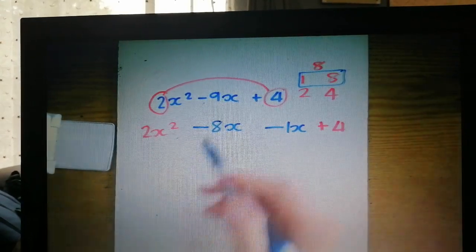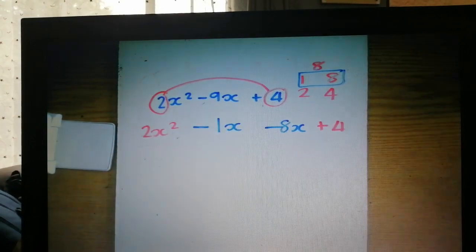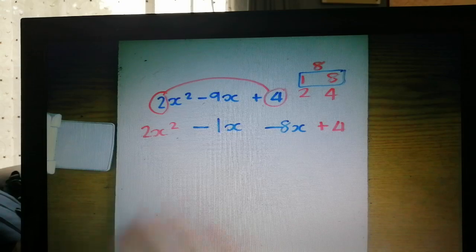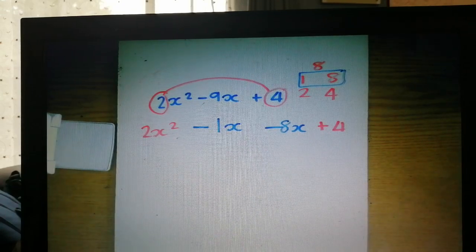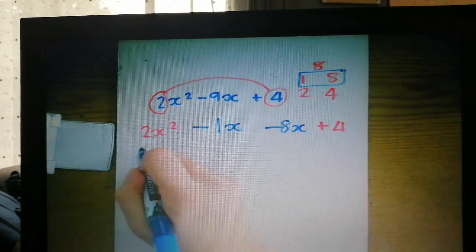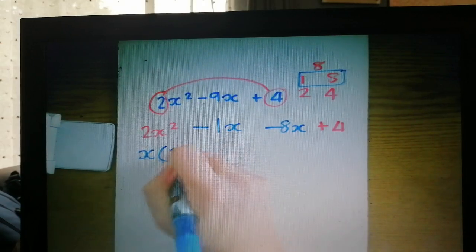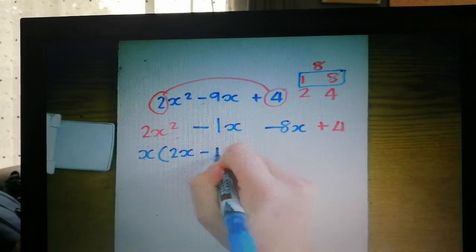Do you think it would have mattered if I said negative 1x minus 8x? I can assure you it doesn't matter either way. You can try it. You'd get the same answer. In fact, I'm going to do it this way so that you can see it doesn't matter. So what is my HCF here? My HCF is an x. So I take x out and I'm left with 2x minus 1.